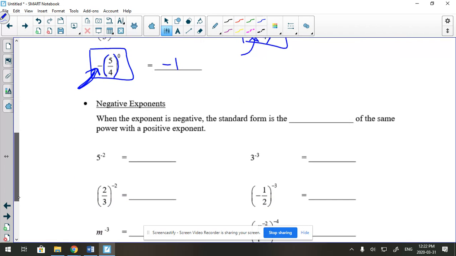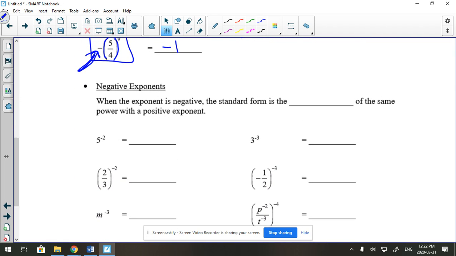Okay, 2 more topics to cover for review. We're going to talk about negative exponents. And you have to remember, when the exponent is negative, the standard form is the reciprocal of the same power but with a positive exponent. So in general, if I have a negative exponent, I can write it like this. It's just the reciprocal of that base, and then you can turn that negative exponent positive. And these, I find people also make the most mistakes on the negatives. So let's have a look at a few examples here.